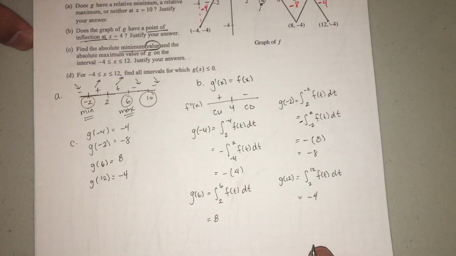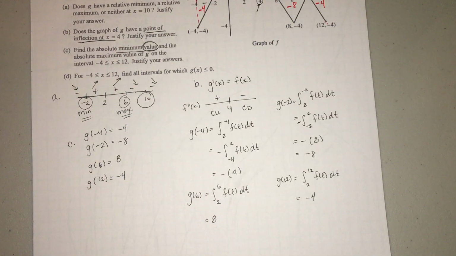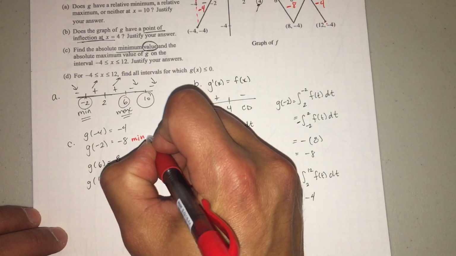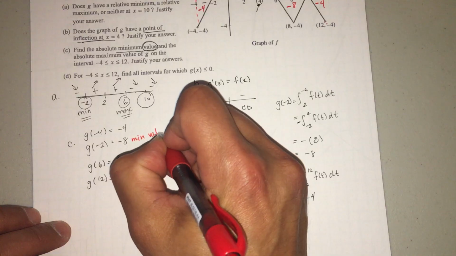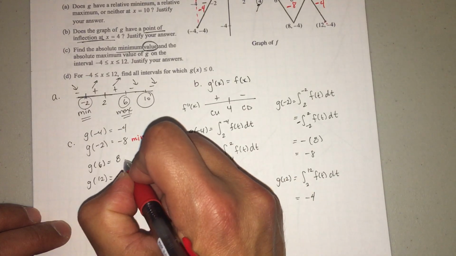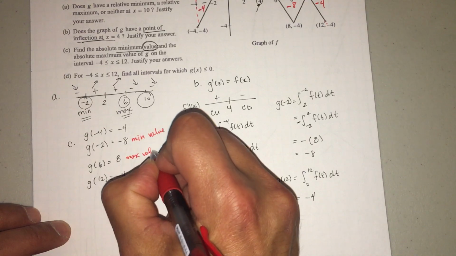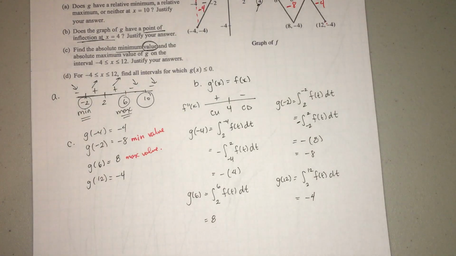All right. So now, where is your maximum value? Where is your minimum value? Your minimum value is at g of -2. So that's your minimum value. Where's your maximum value? Okay, your maximum value is right there. Yeah, at 6. And there it is. All right. Last part.